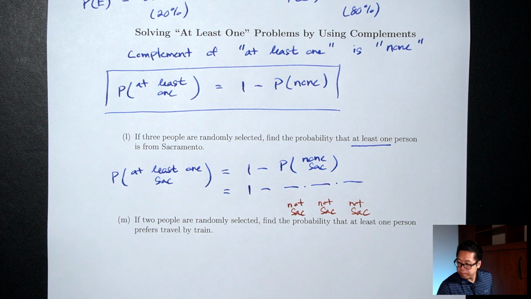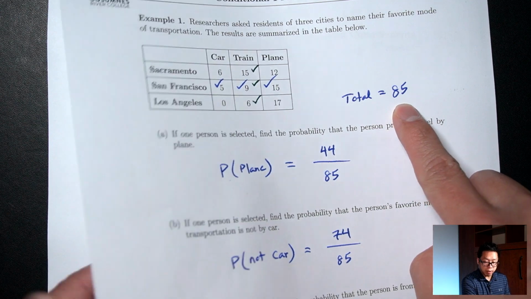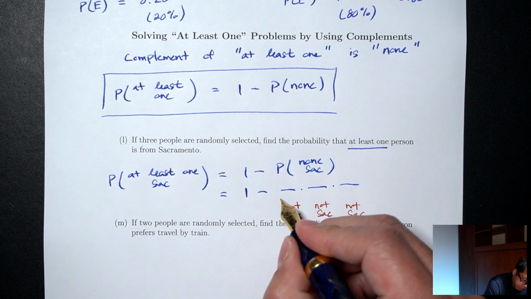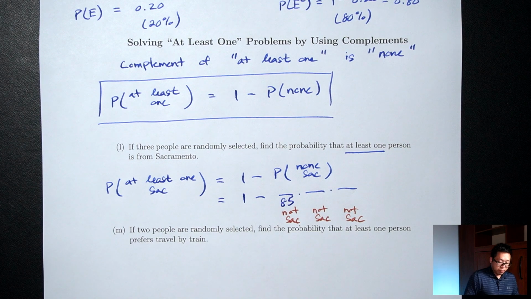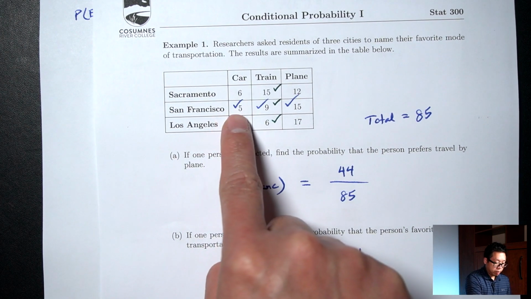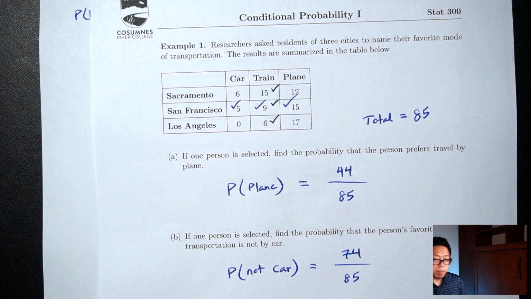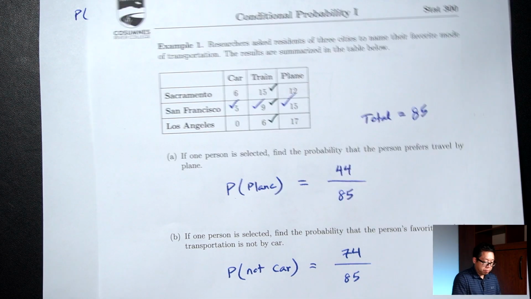Okay, first fraction. Let me find my table. For the bottom, how many people total? 85. For the top, how many people are not Sacramento? Not Sacramento would be the San Francisco together with the LA numbers. So 5 plus 9 plus 15 plus 0 plus 6 plus 17. 52.